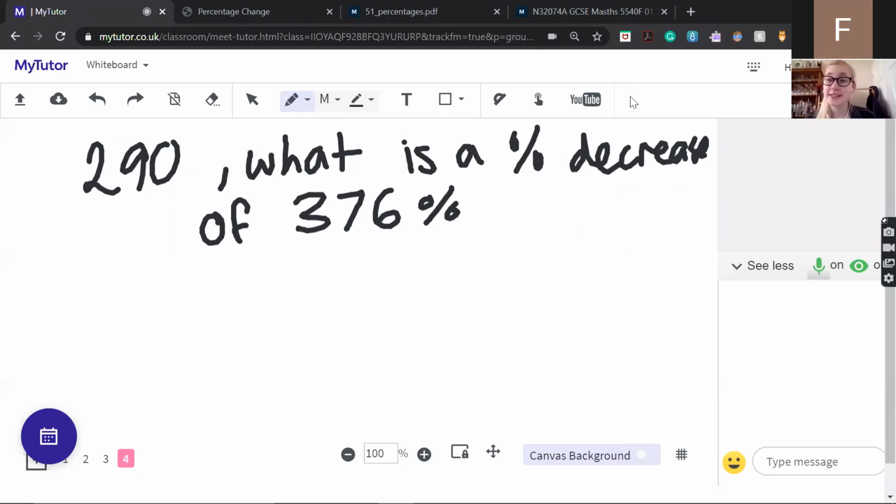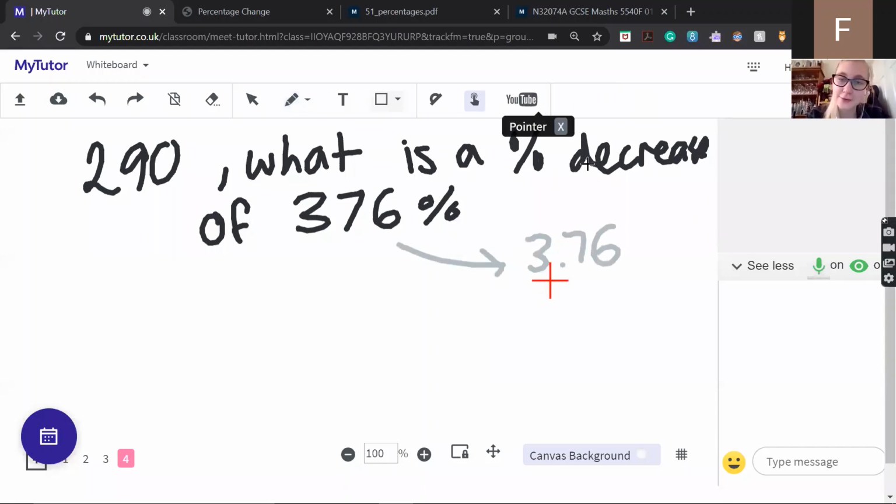Just a quick note to hopefully make this understandable. If you were to decrease this by 100%, it would become 0, right? Because 100% of it is that 290. So if you decrease it by that, it becomes 0. So we know that we're obviously going to get something less than 0. So let's work out, first of all, our multiplier for 376%. That's 3.76, right? This 3 kind of represents that it's 376%.